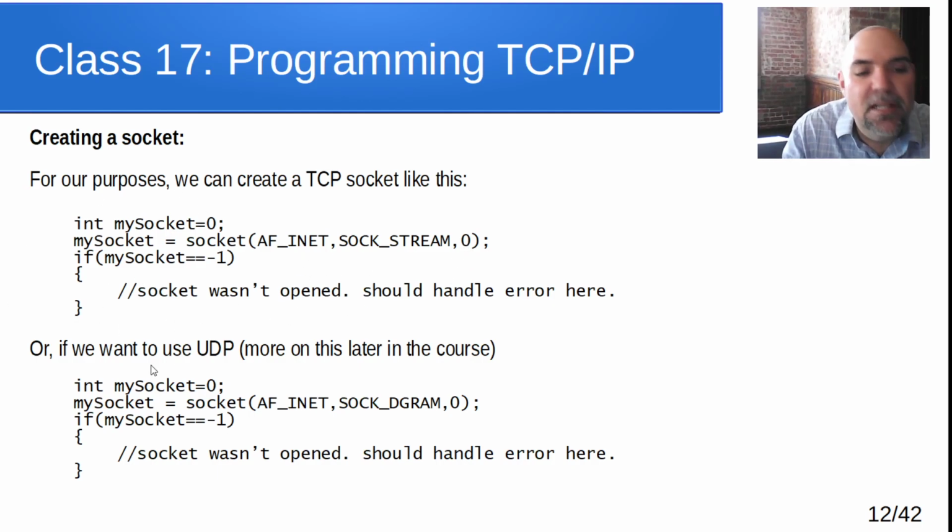So the idea here, also if you want to make a UDP socket, we'll talk about UDP later on in the course when we get to game servers. But notice the only difference is we put SOCK_DGRAM instead of SOCK_STREAM. The socket call is the same. We just call it with a different connection type.